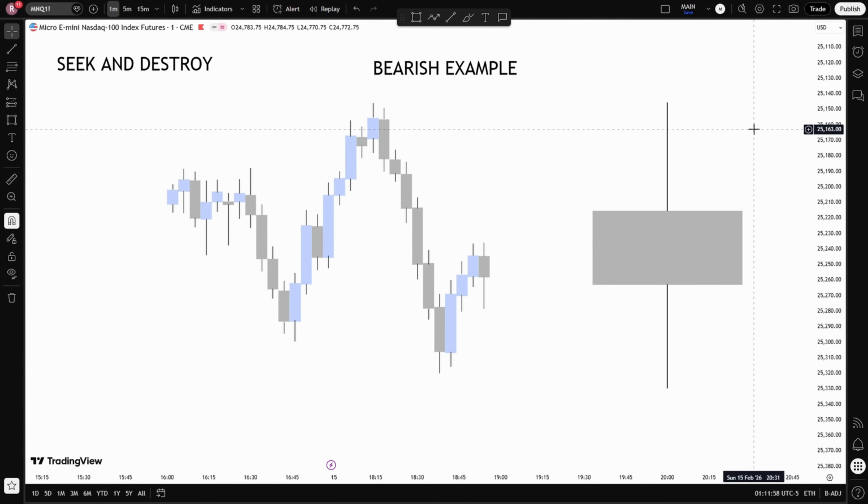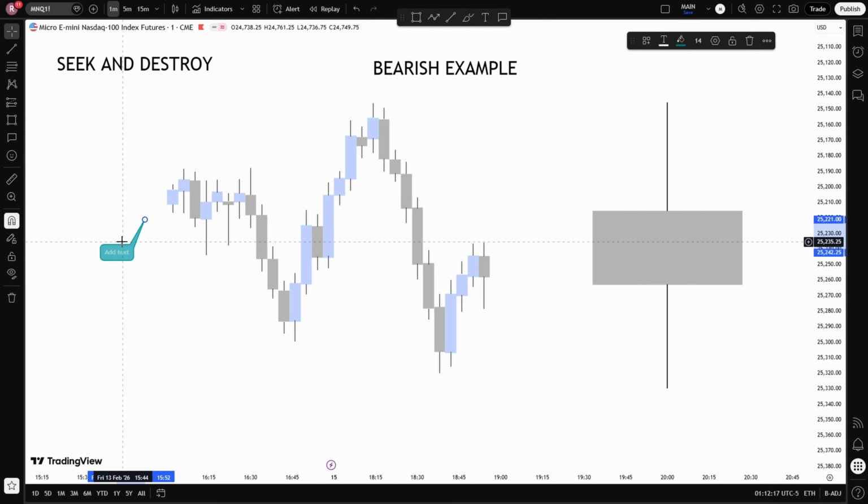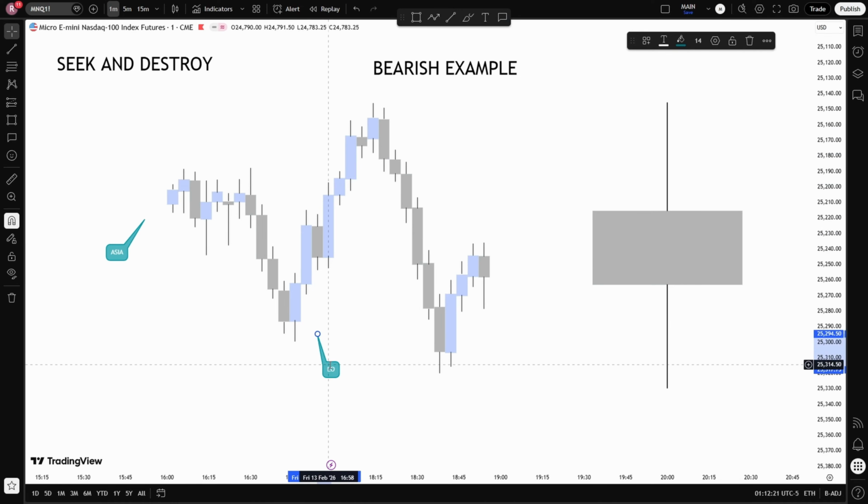And really, the only difference between a bullish Seek and Destroy example and a bearish one is how the daily candle eventually closes. The internal behavior is almost identical. Price will take liquidity on both sides, rotate within a range, and fail to expand cleanly. The difference is simply whether the daily candle ends slightly above or slightly below the open. Now, how and why do these days occur?